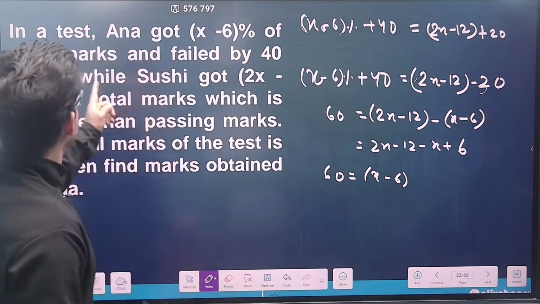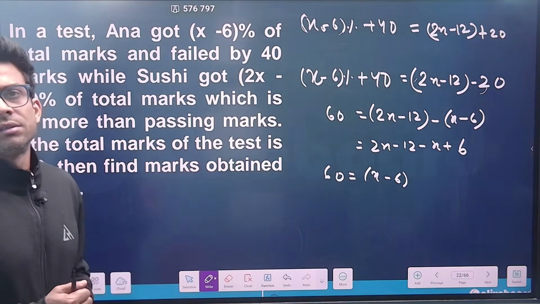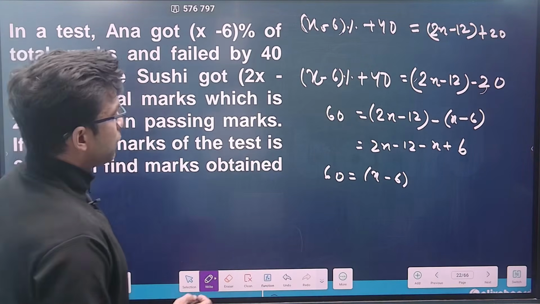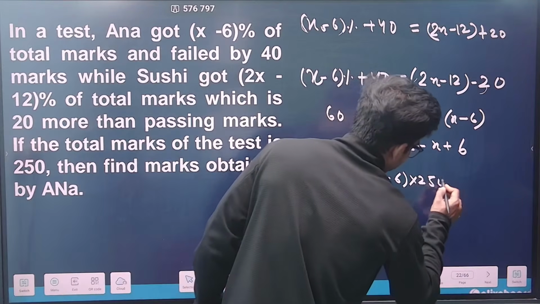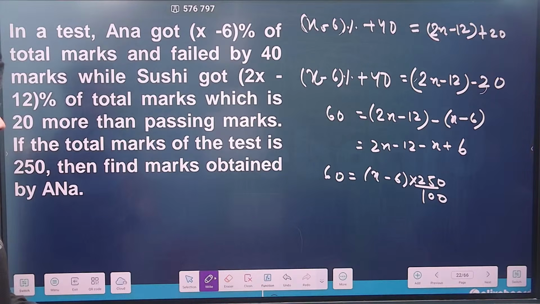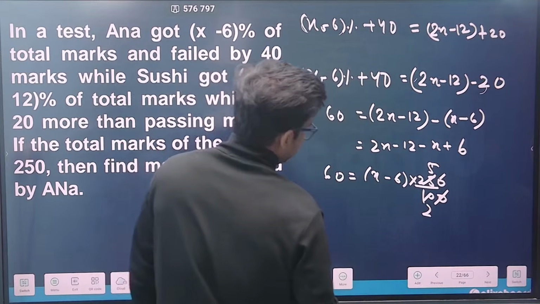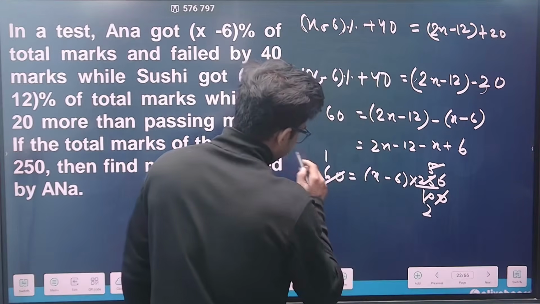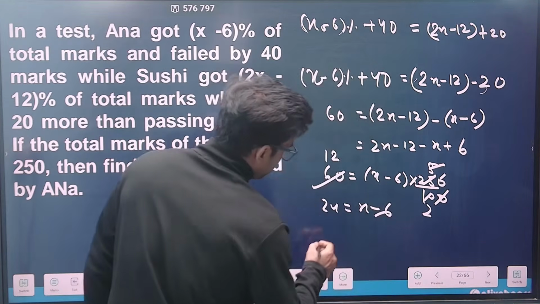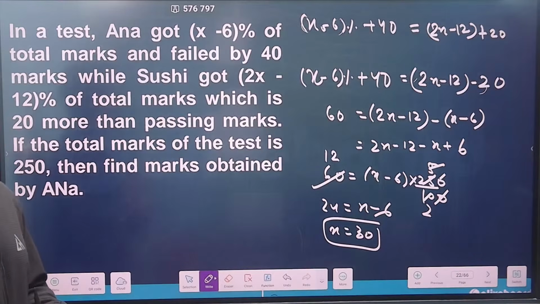But can I say this is the passing percentage? This marks is basically 250% of 100. Correct? Yes or no? I hope this makes sense. So this goes how many times? 5 times. This goes like 2 times. Correct? 5 ones are 5, 5 twos are 10, 2 times. This goes 24. So x minus 6 equals 24. Then x equals 30. I hope till now it is making sense that x equals 30.